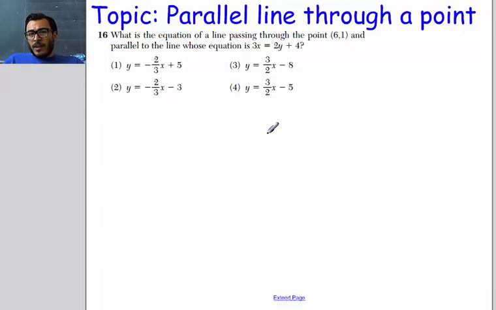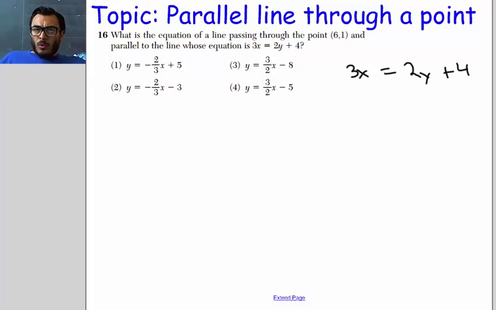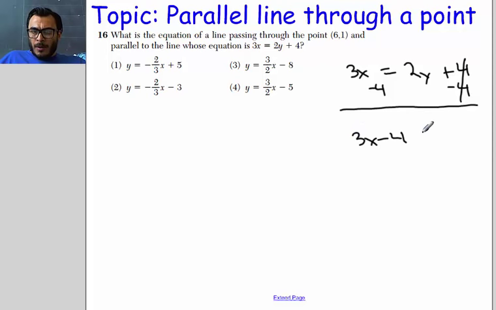So I have a whole video on this. If you search parallel line to a point on my site, our first step is to put this in y equals form. So we got the 2y plus 4 on the right side of the equation. We want to move the 4 to the other side because we want to get y by itself. If I bring everything down, I get 3x minus 4 equals 2y.